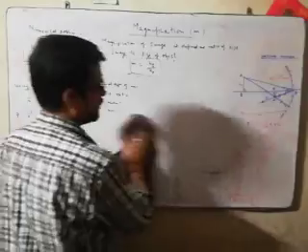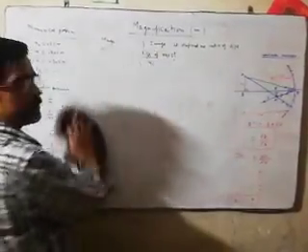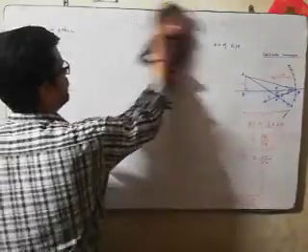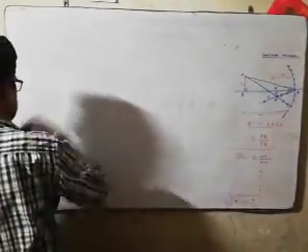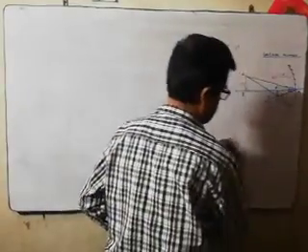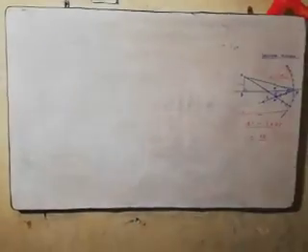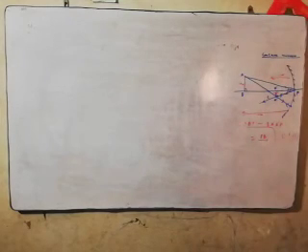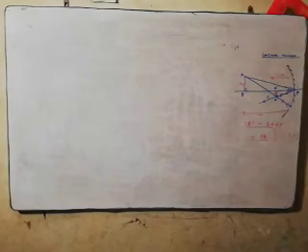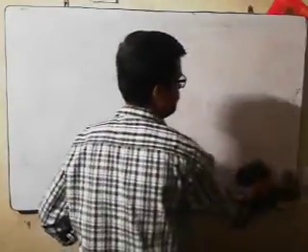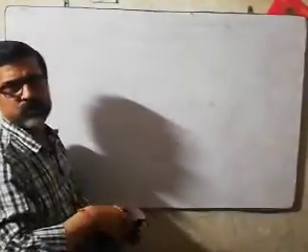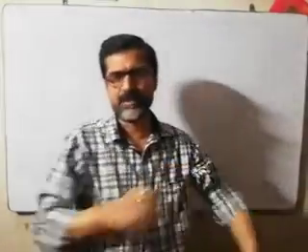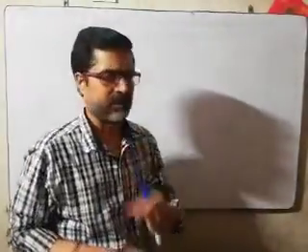Equations of motion by graphical method. There are three equations of motion. Three equations of motion we have to prove. We have to derive three equations of motion. And how are we going to derive? We are going to derive three equations of motion by graphical method. And for that matter, we will use the velocity time graph. That is very important.